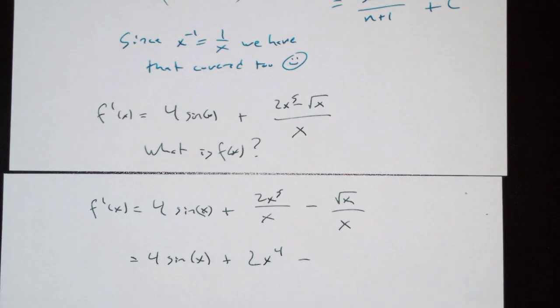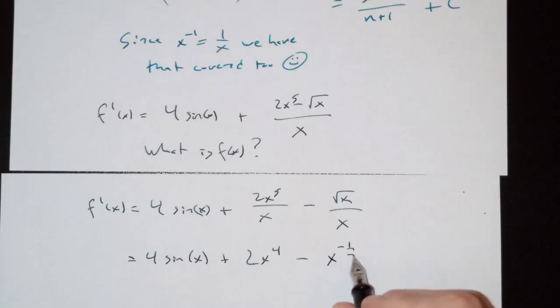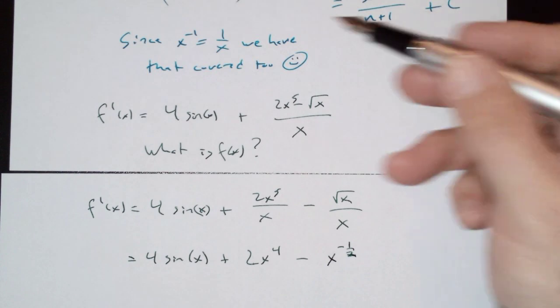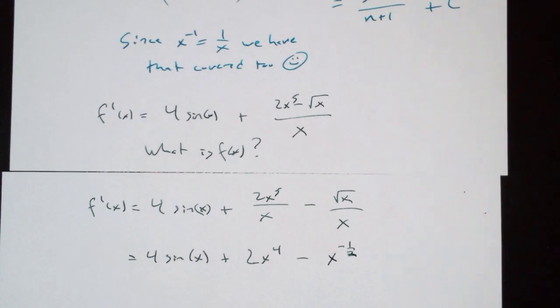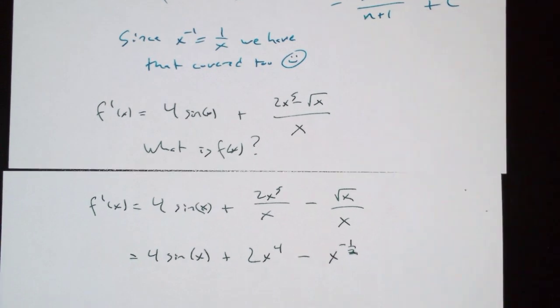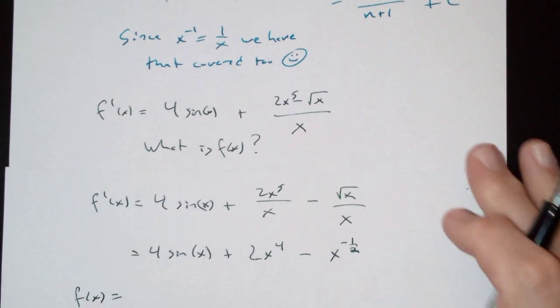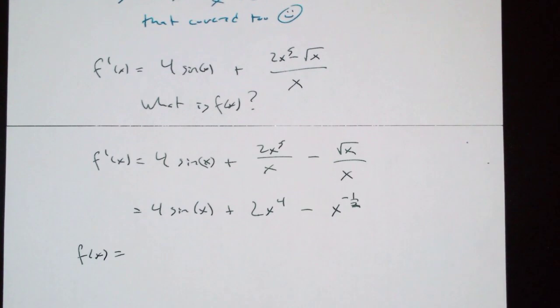What about this last term? There's an x in the bottom and a 1/2 power on top. That is a perfectly valid power of x, so I can use the x to the n power rule. So now I can tell you what f of x looks like. I can start taking antiderivatives because this is now all in forms that I know antiderivatives of.